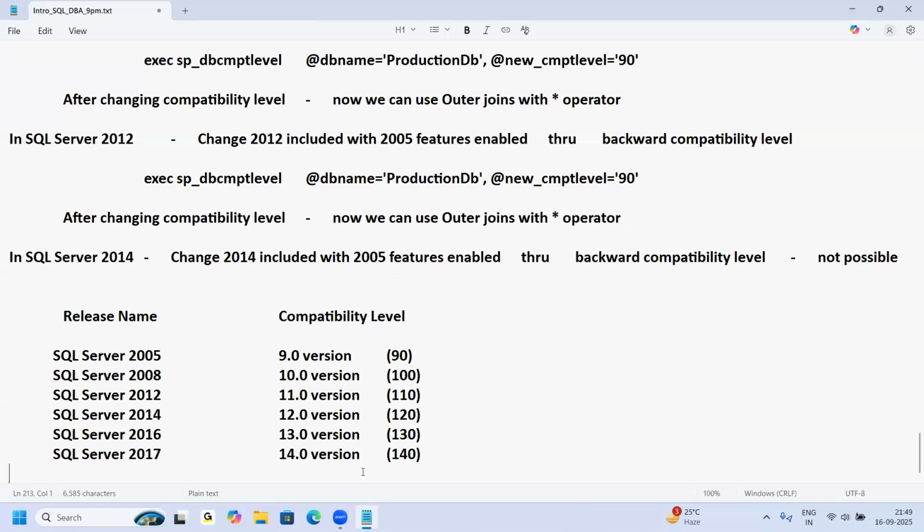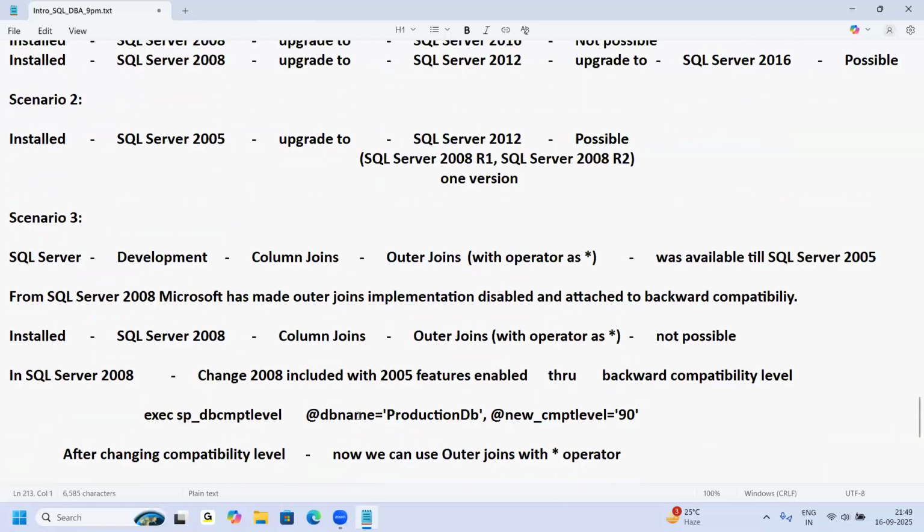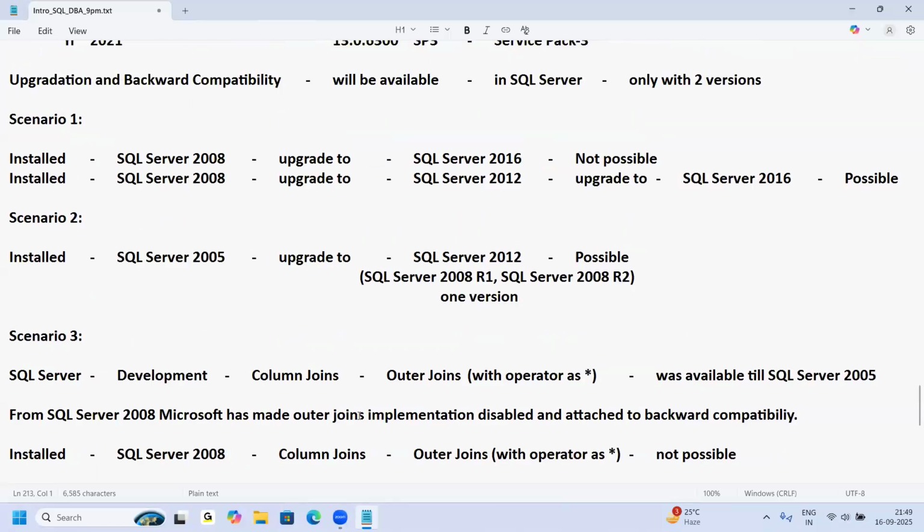Sir, I have one question. Is the outer join feature disabled only in 2008 or from 2008 onwards? No, because till 2005 it has perfect support. We don't use backward compatibility at that time, because in 2005 we used to have perfect support. After that, in 2008, Microsoft disabled it. If you have installed SQL Server 2008, I cannot use outer joins with the star operator in 2008. Even if I try to use it, it says that the star operator is not supported.